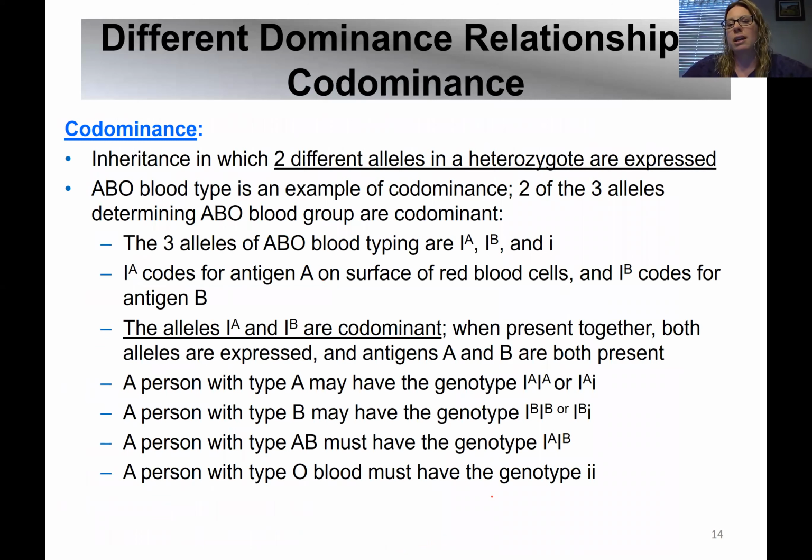Okay, another exception to the dominant recessive kind of rule is codominance. And with codominance, instead of being a heterozygote that's intermediate, a heterozygote that exhibits codominance will show both alleles. Blood type is an example here. Now, blood type in the human population has 3 alleles.